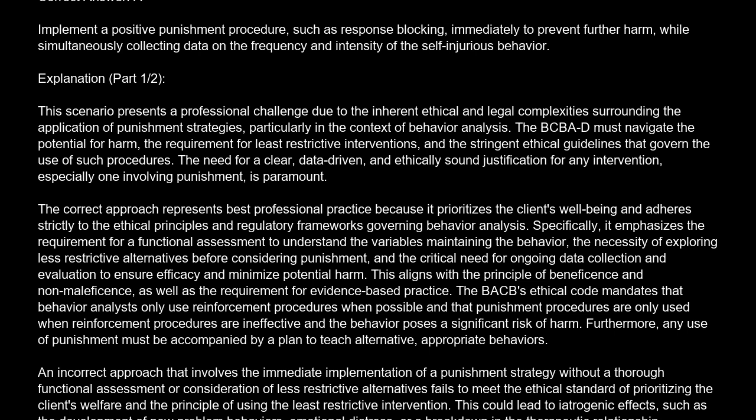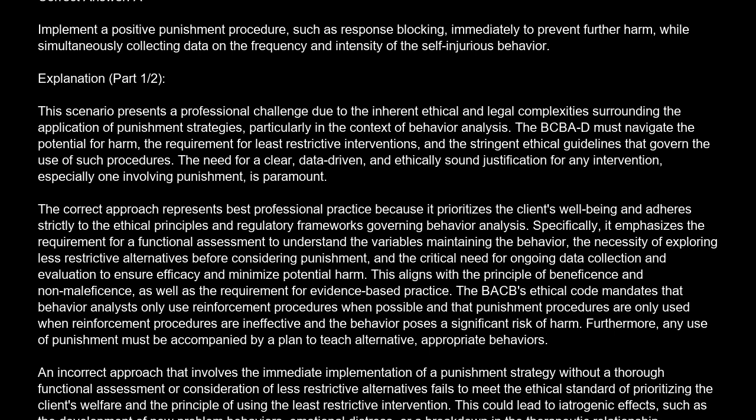The BCBA must navigate the potential for harm, the requirement for least restrictive interventions, and the stringent ethical guidelines that govern the use of such procedures. The need for a clear, data-driven, and ethically sound justification for any intervention, especially one involving punishment, is paramount. The correct approach represents best professional practice because it prioritizes the client's well-being and adheres strictly to the ethical principles and regulatory frameworks governing behavior analysis.